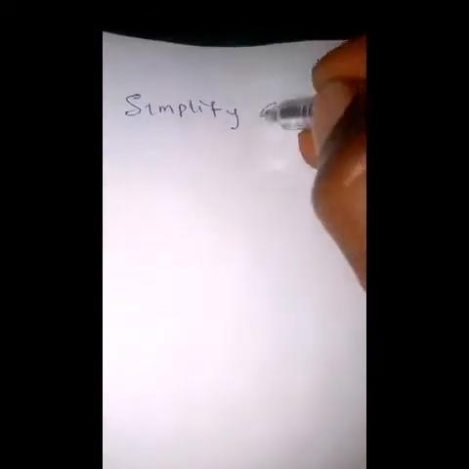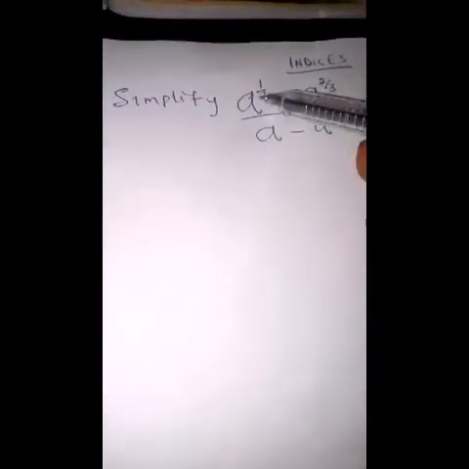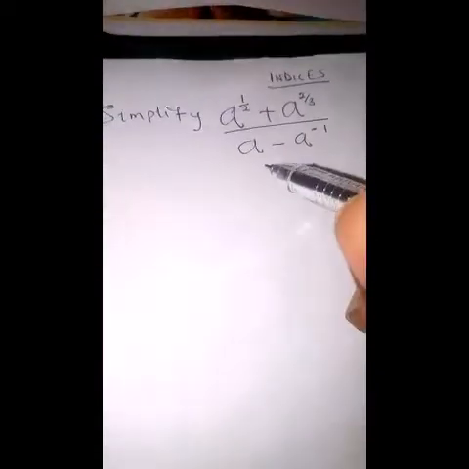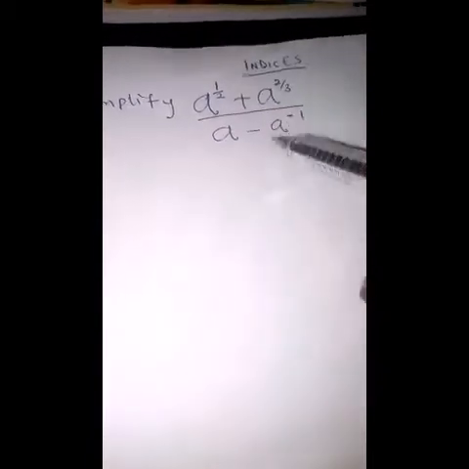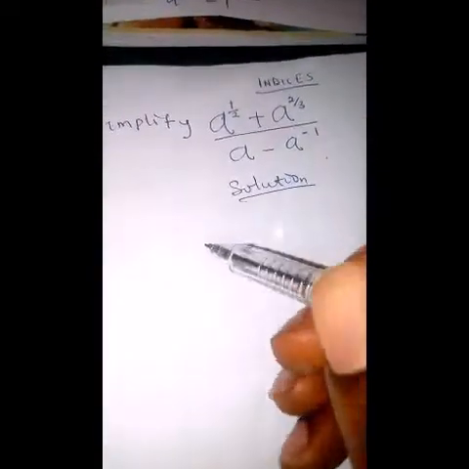Somebody asked a question like this sometime and says simplify a raised to power 1 over 2 plus a raised to power 2 over 3, all over a minus a raised to power minus 1. Now if you look at this, you see that this is an indicial problem. Now if the student was asked to simplify this but doesn't know how to go about this, for you to be able to do this, let's look at the solution. This is very simple if you can follow the process.